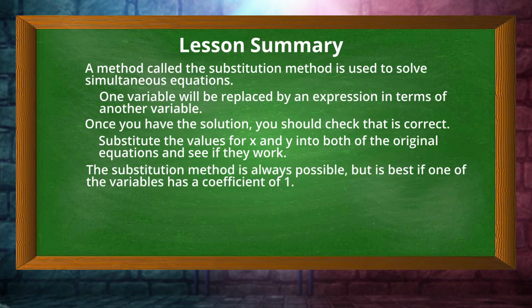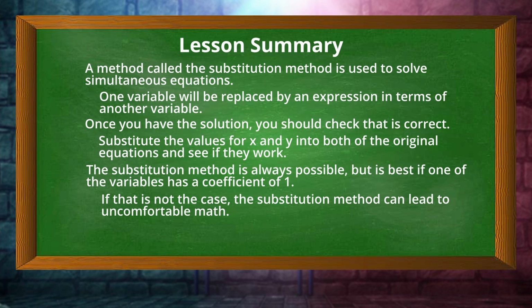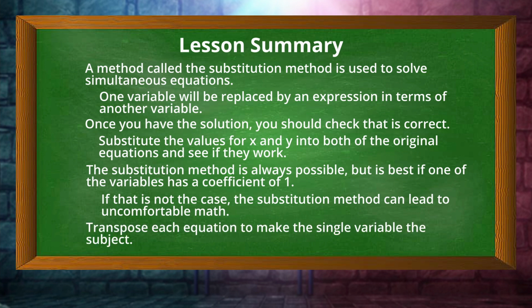The substitution method is always possible, but is best if one of the variables has a coefficient of 1. If that is not the case, the substitution method can lead to uncomfortable math. Transpose each equation to make the single variable the subject.